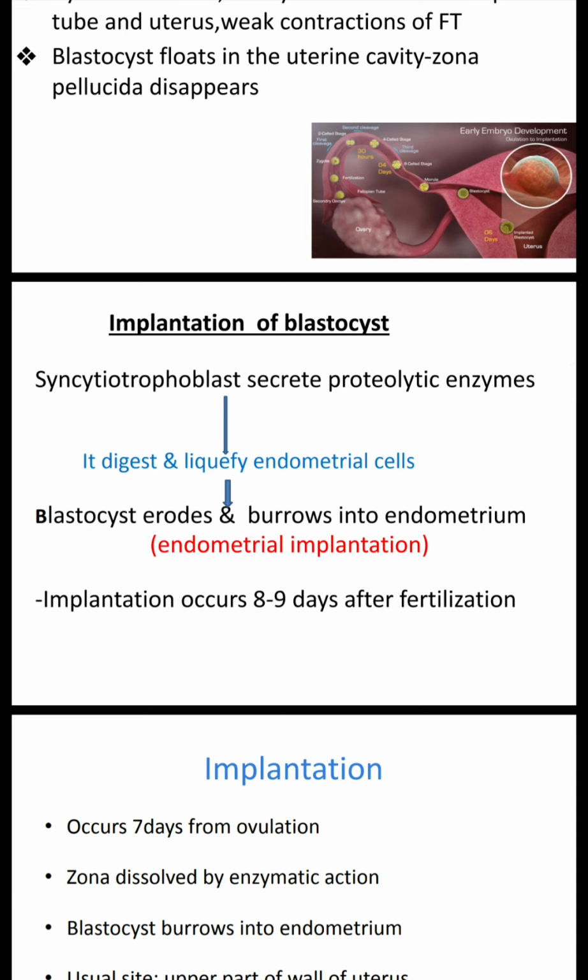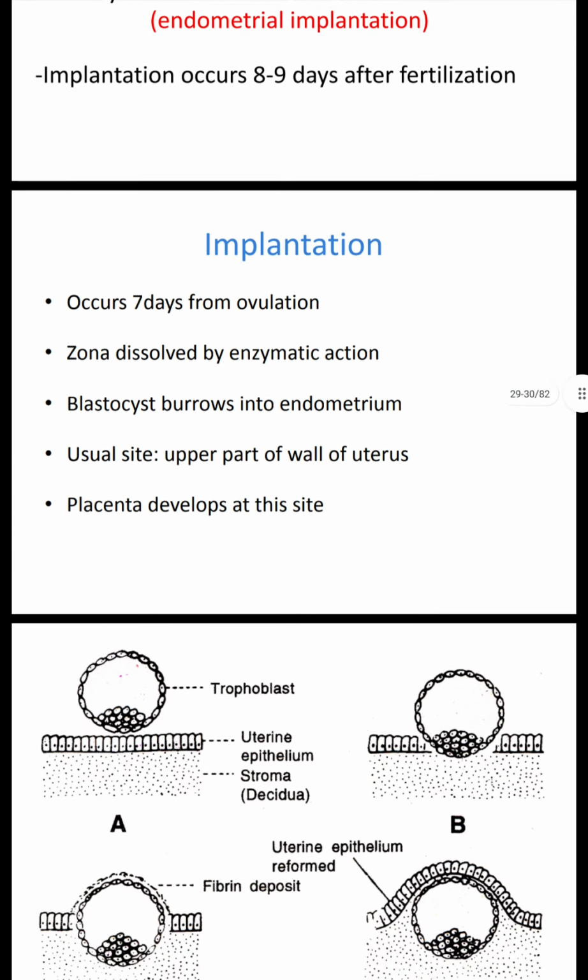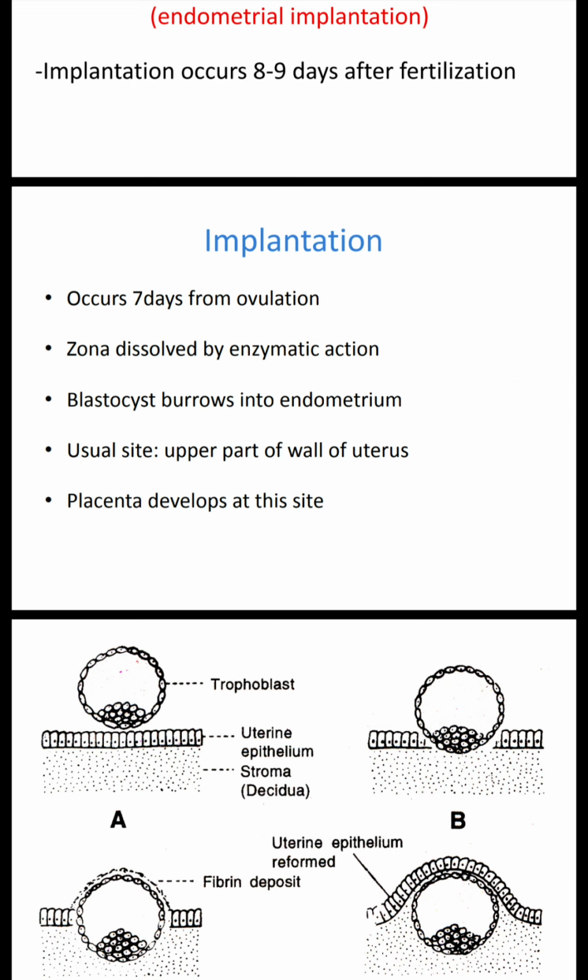That is, the syncytiotrophoblast will secrete proteolytic enzymes. It digests and liquefies the endometrial cells. The blastocyst erodes and burrows into the endometrium. This is known as endometrial implantation. Implantation normally occurs 8 to 9 days after fertilization. Counting from ovulation, it occurs 7 days from ovulation.